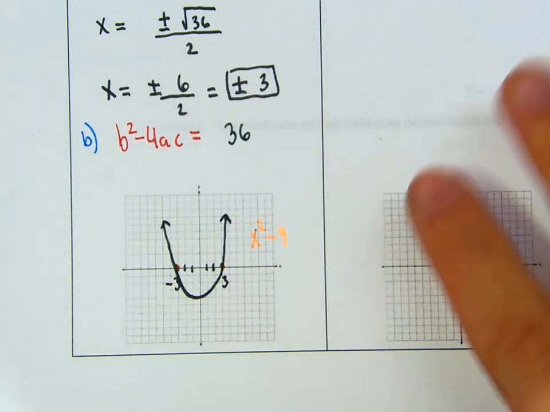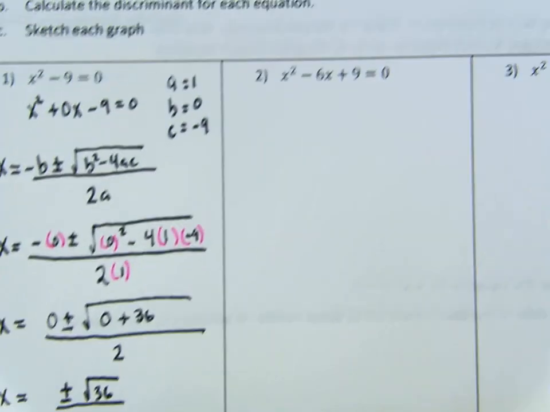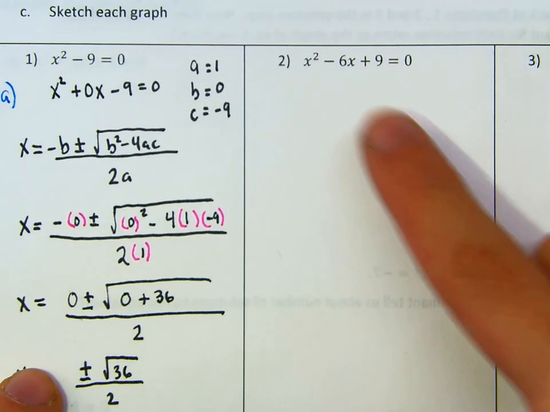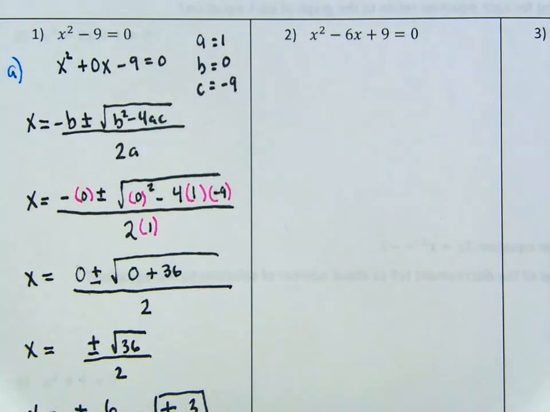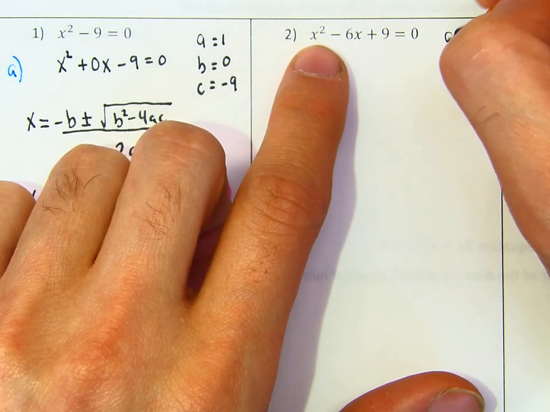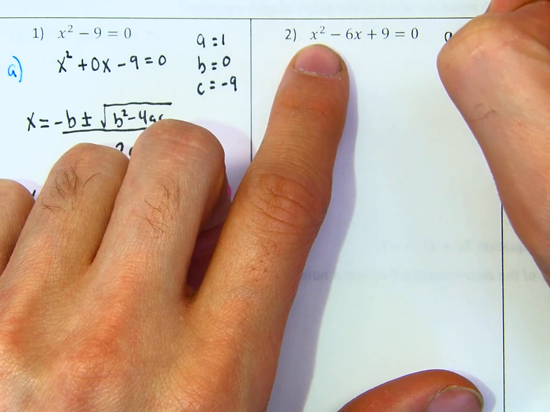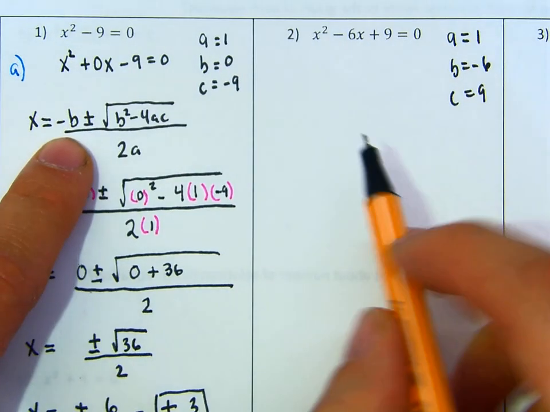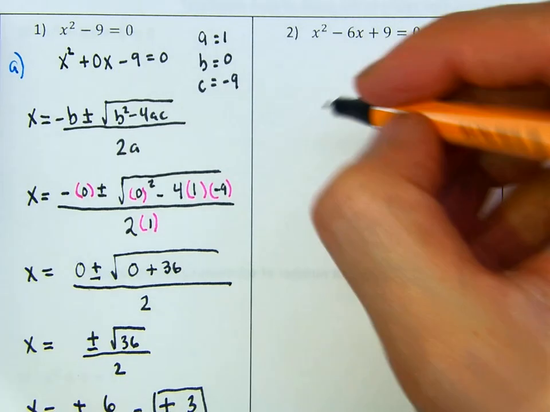What I want you to do is try and do the next one by yourself. Try and do A, B, and C for question 2. Try and use the quadratic formula. Let's take a look here if you want to see how it's done. Here, what is your a? Your a is 1, your b is minus 6, and your c is 9. So we have the quadratic formula, so let's plug everything in.